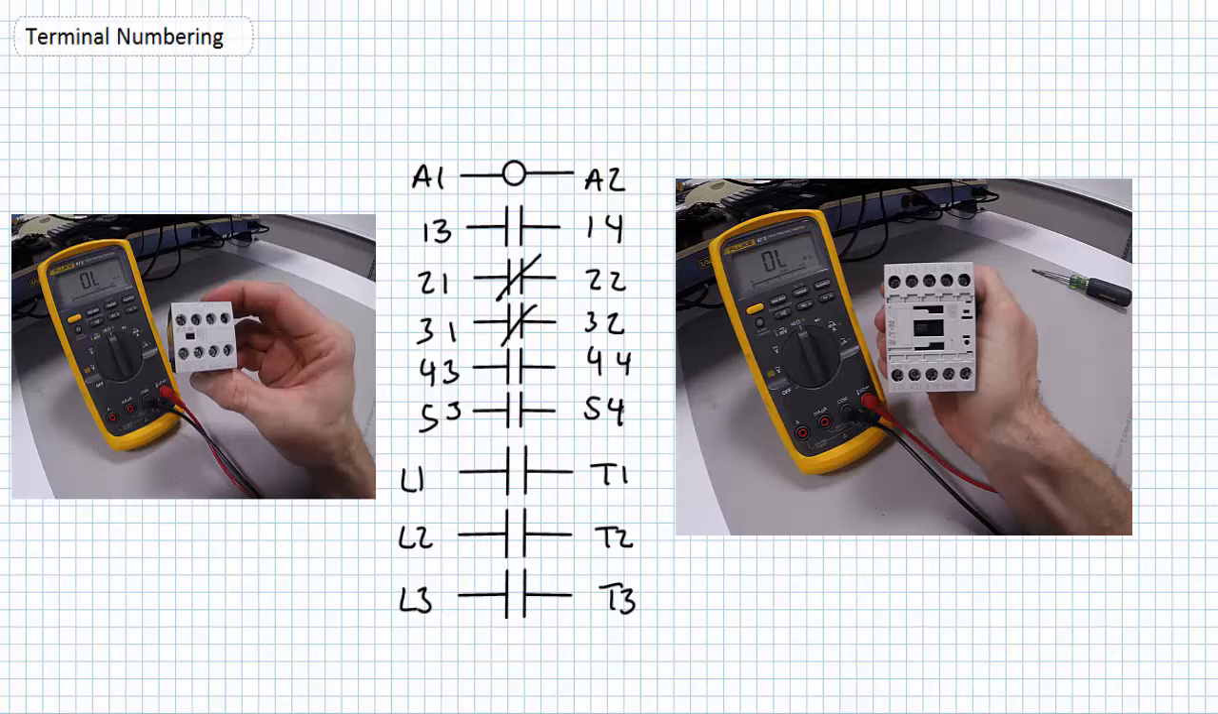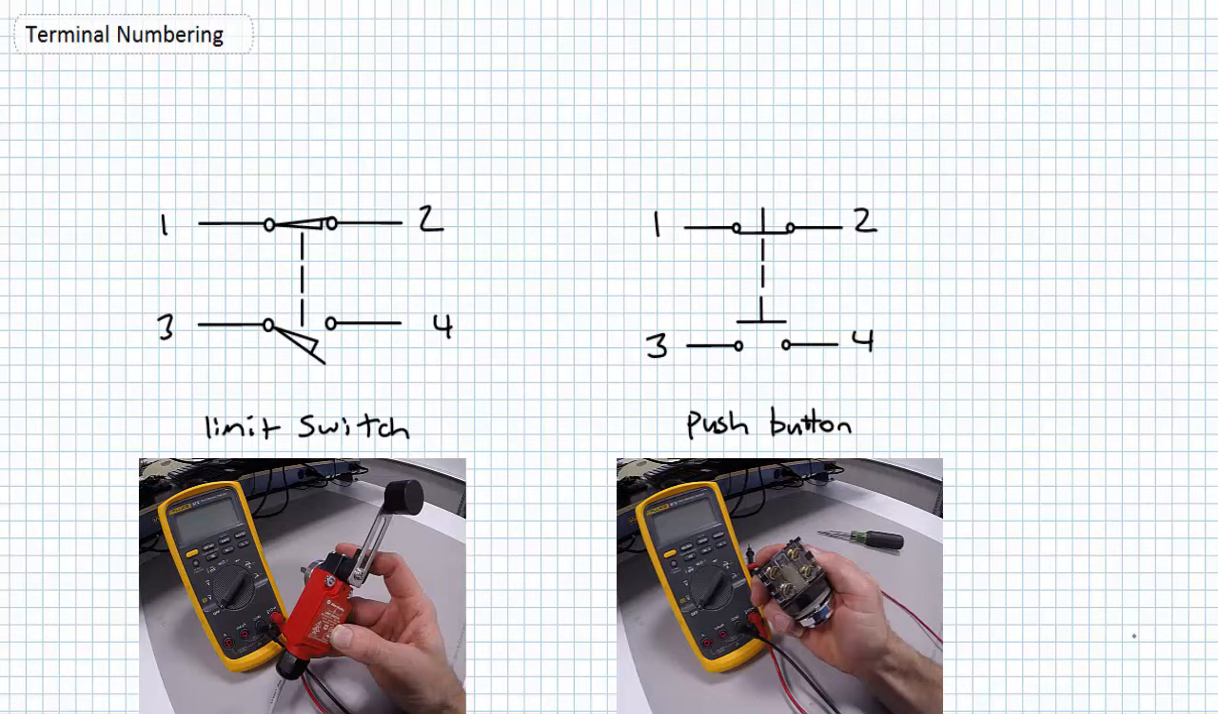A 1, 2 switch is normally closed. A 3, 4 switch is normally open. In keeping with this theme, limit switches, push buttons, and other switches ordinarily number terminals such that the normally closed side is terminals 1, 2, and the normally open side is terminals 3, 4.